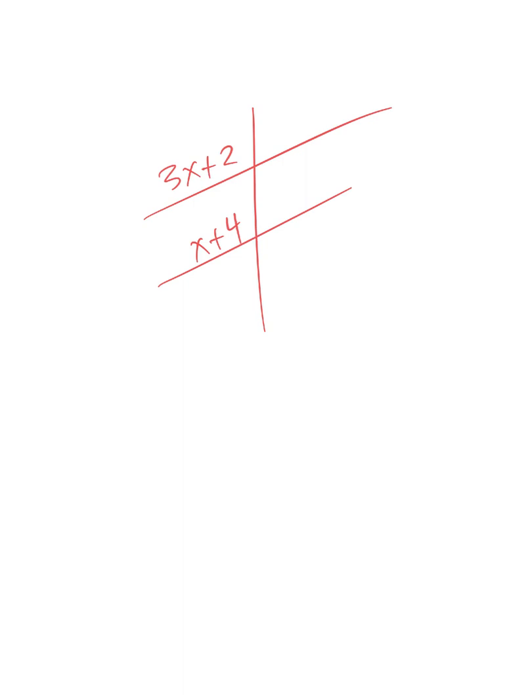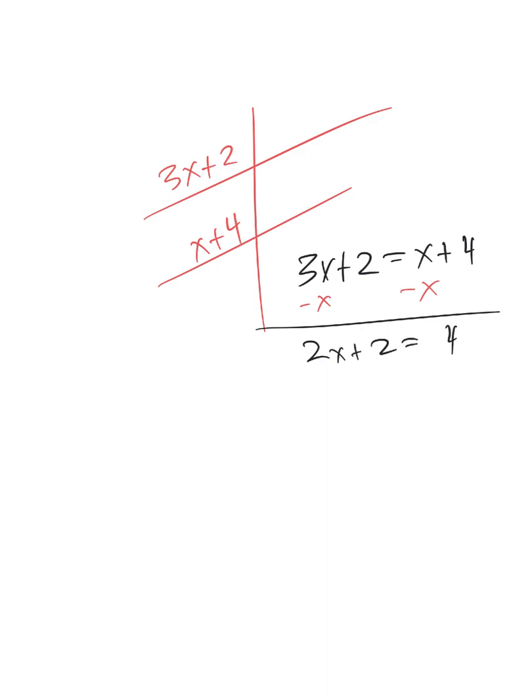They are corresponding angles. So you set them equal to each other. 3x plus 2 equals x plus 4. So I'm going to subtract the x, and I get 2x plus 2 equals 4. Subtract 2. I get 2x equals 2. And then I divide off the 2, and I get x equals 1. Who got x equals 1? Okay.